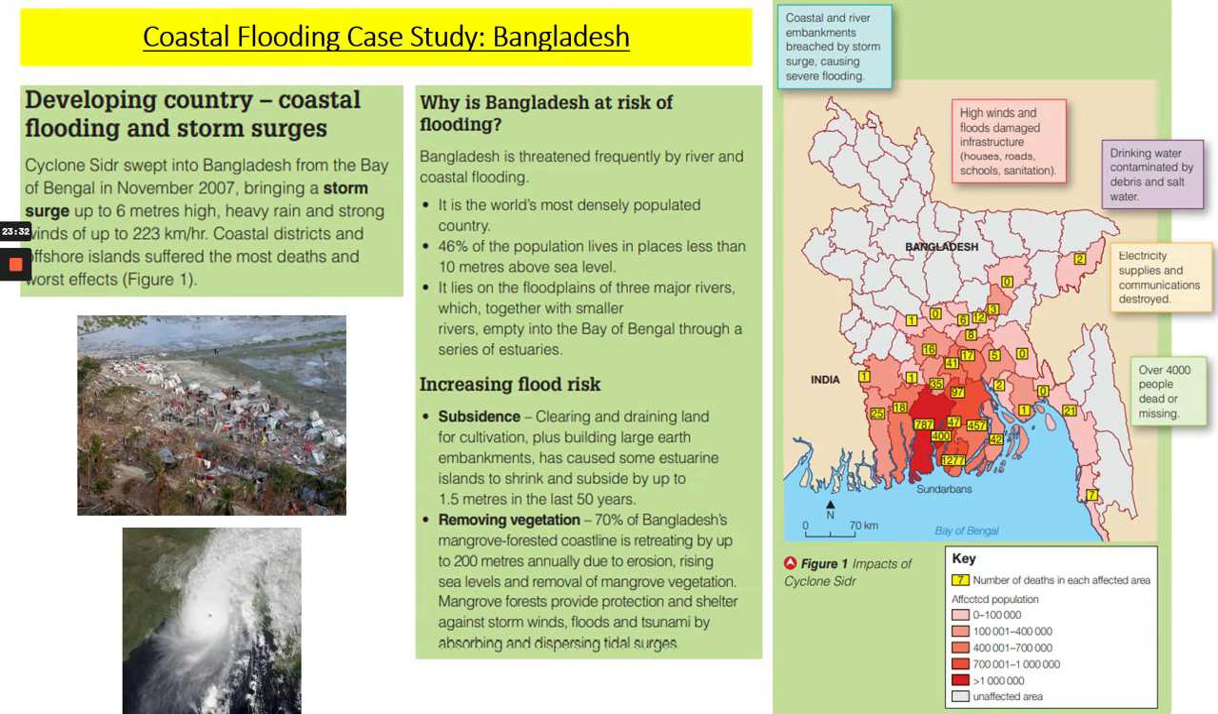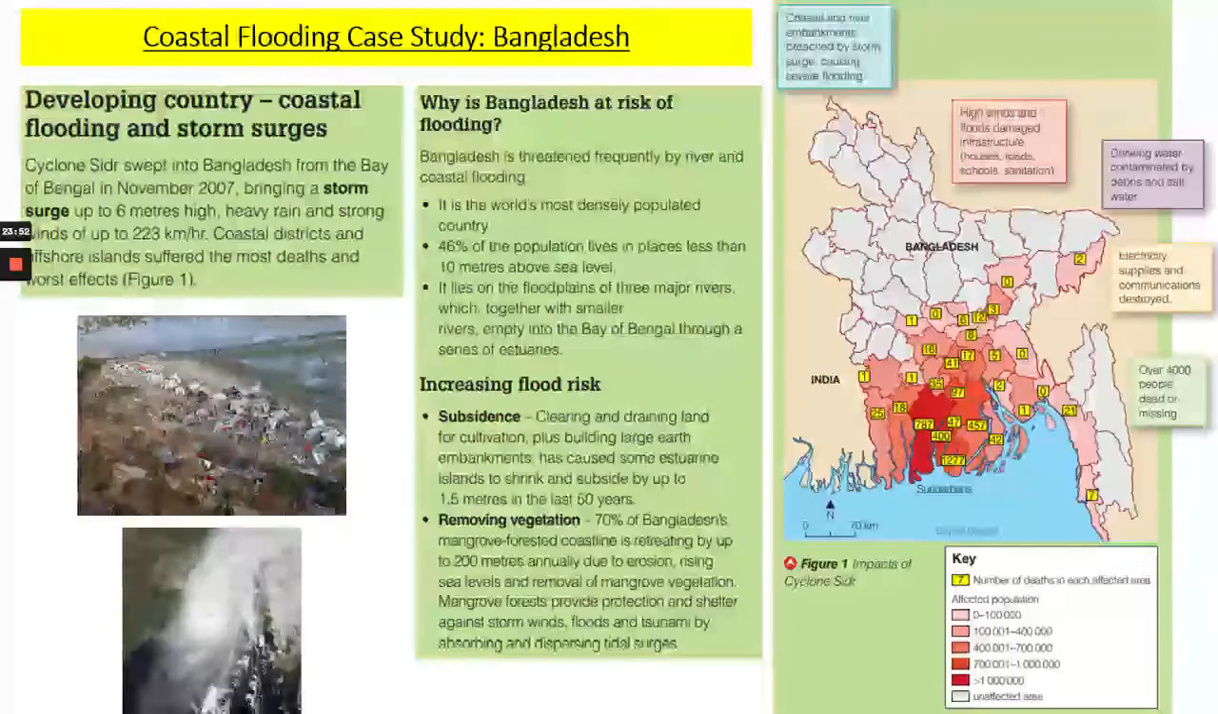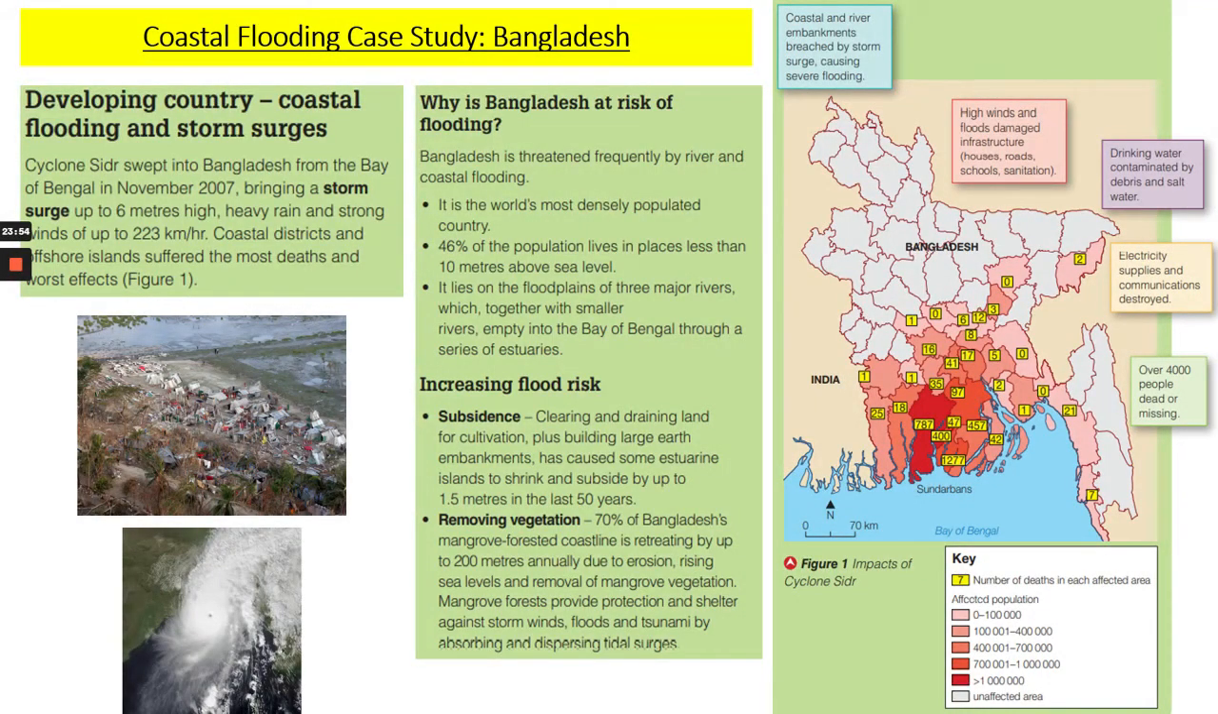Now the reason this relates to coastal landscapes and change as a topic is because of that storm surge idea and the idea that it is a low-lying coastline with a high population. So Cyclone Sidr brought heavy rainfall, strong winds of up to 223 kilometres an hour, and that storm surge. And the coastal areas, therefore, the offshore islands and so on, saw the most deaths and they were the worst affected.